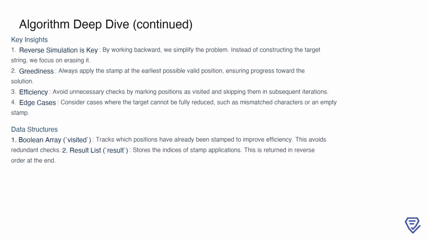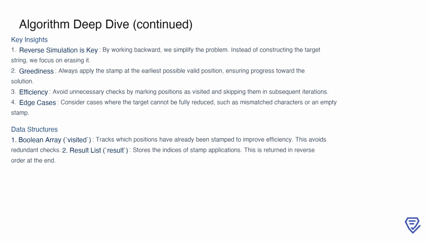There are several key insights that make this algorithm effective. First, the reverse simulation approach simplifies the problem by focusing on erasing the target instead of constructing it. Second, the greedy strategy ensures that we always make progress by applying the stamp at the earliest valid position. Third, efficiency is achieved by using the visited array to avoid unnecessary checks and by focusing only on valid stamping positions. Finally, handling edge cases like mismatched characters or an empty stamp ensures robustness.